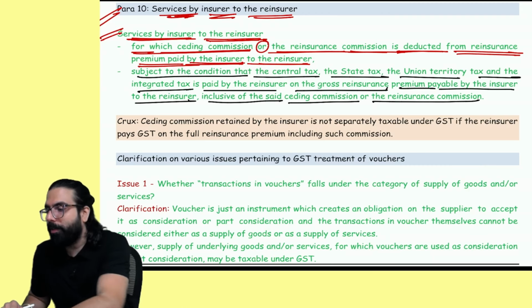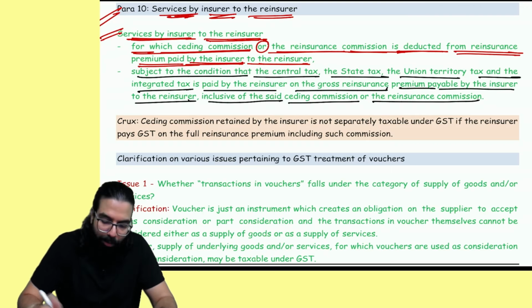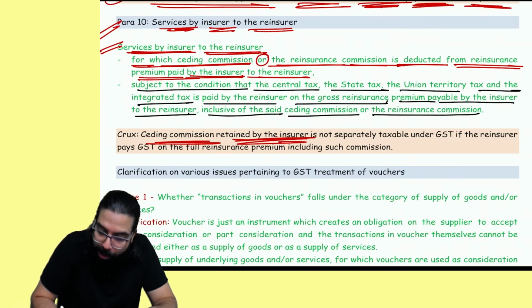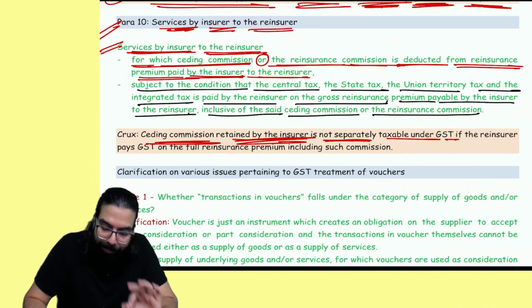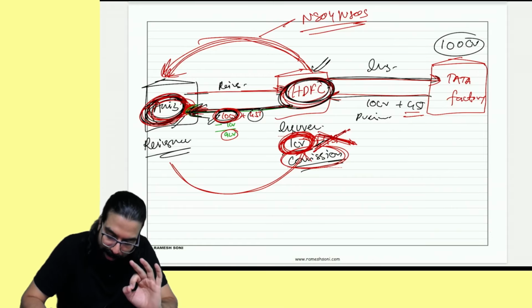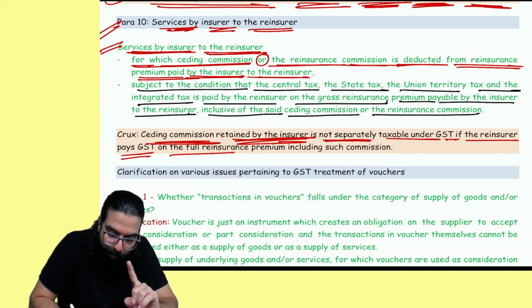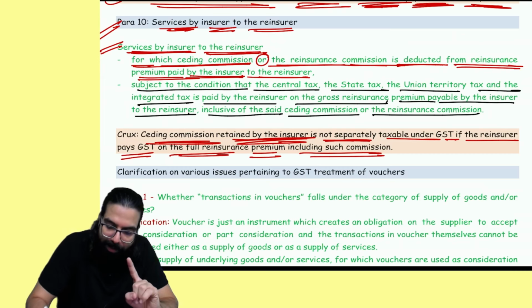These are the two things which are newly added in Schedule 3. Sir, ceding commission retained by the insured is not separately taxable under GST. Ceding commission is not taxable if the reinsurer pays GST on the full insurance premium, including such commission.